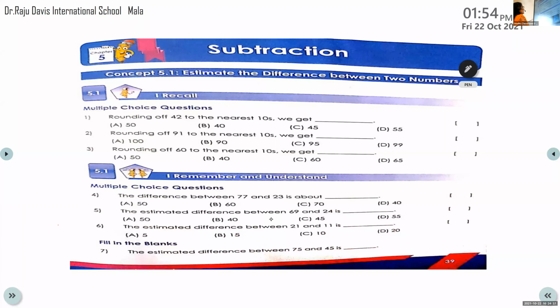Rounding of 42 to the nearest tens. We get dash. Rounding of 42 to the nearest 10. How will you round it off, my dear? What is the method of rounding it off? Abel, have you done the homework? Yes, ma'am. Then how did you do it? Suppose the number given is 42 and you have to round it off. How will you do it?